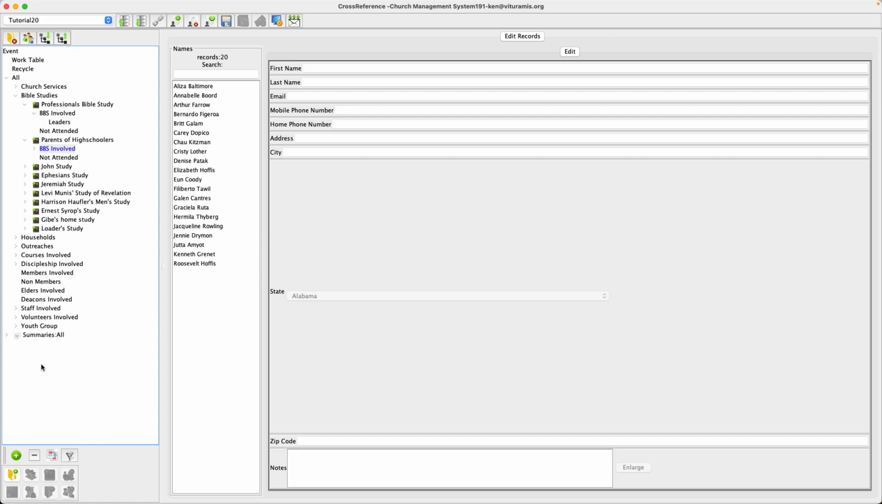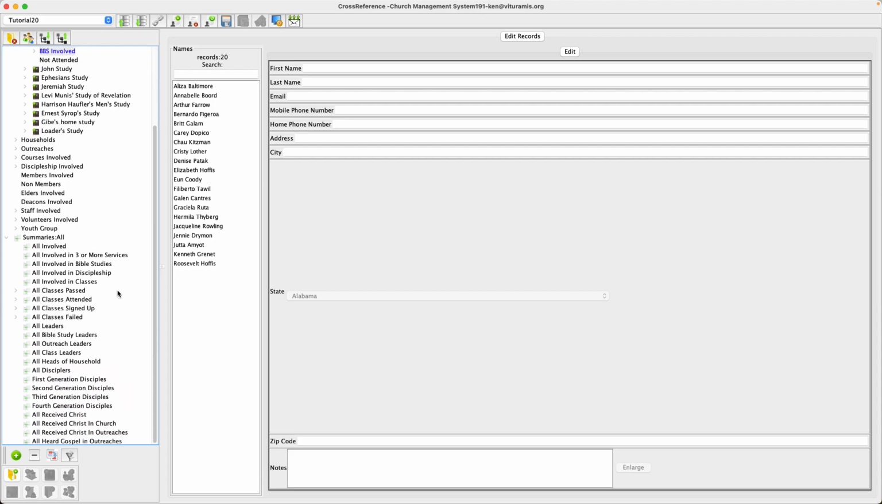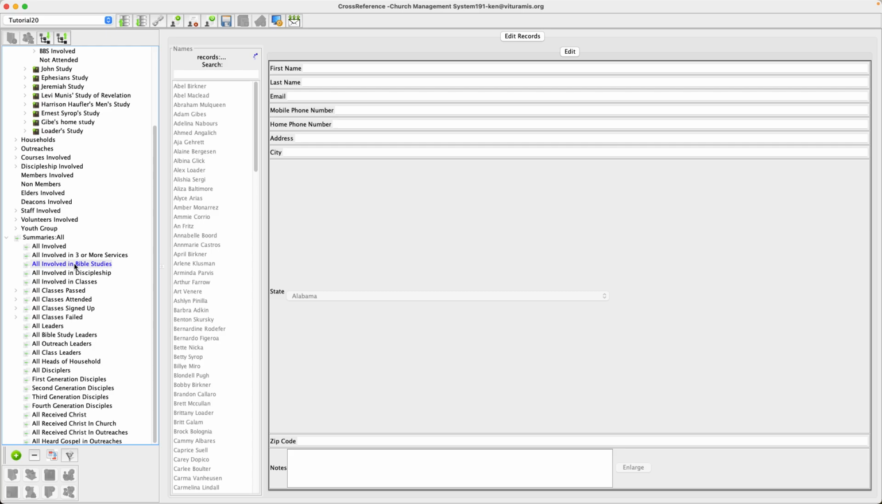So summaries do an analysis of the database. They understand what groups people are involved in, how they are connected within the church, and then they are able to give you some important information. And usually this is information collected together. So let's give an example here. We have all involved in Bible studies.